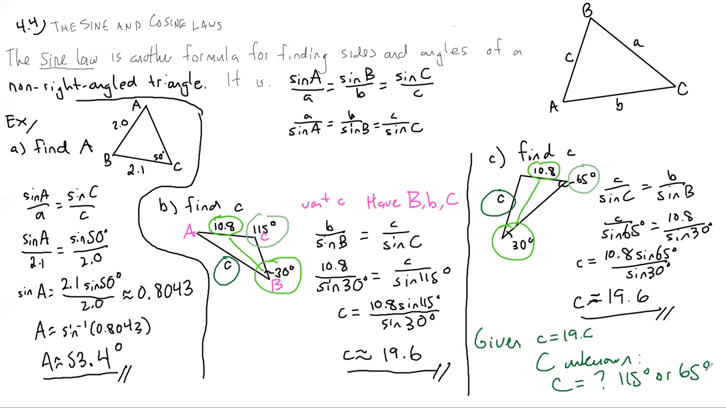And so the reason why there's two possible answers is because sine of 115 degrees equals sine of 65 degrees. And that means that if I were to do an inverse sine on the ratio that both of those two things share, it may not give me the right answer. It's not 1-to-1. So there's a little bit of a problem there.